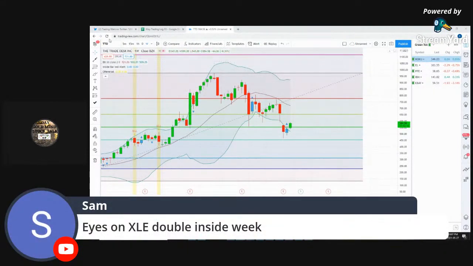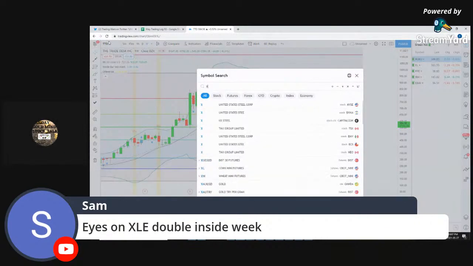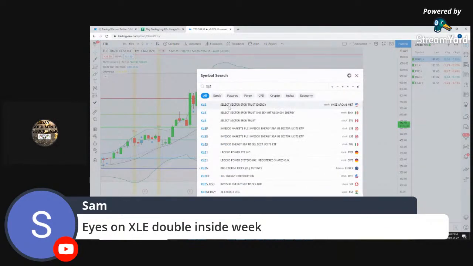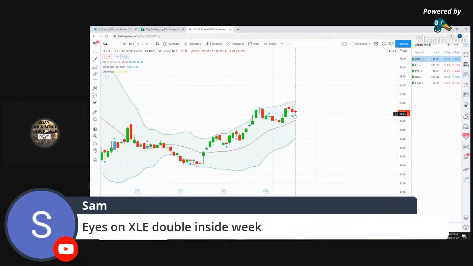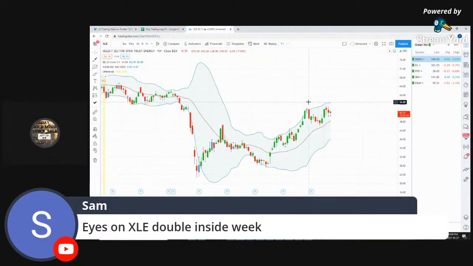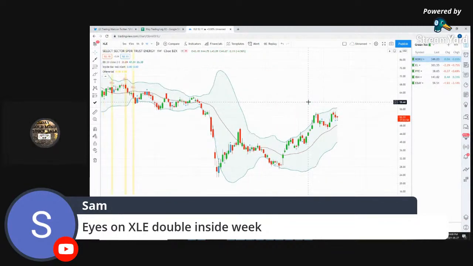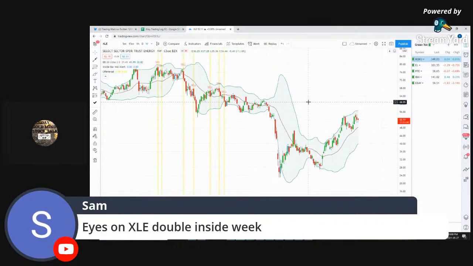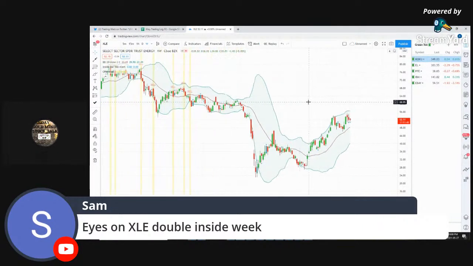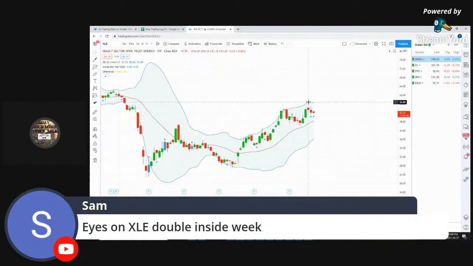Okay. Eyes on XLE, double inside week. Thanks, Sam. Good to see you here. Sam is always looking for good plays. Look at that. Nice tight consolidation building up here on XLE. Let's see how this closes. If we can close with a double inside pattern, that would be very, very prime for a nice breakout. And I can't find a double inside bar pattern since 2018. So that's a once in a few years opportunity, guys. So keep your eyes on that.